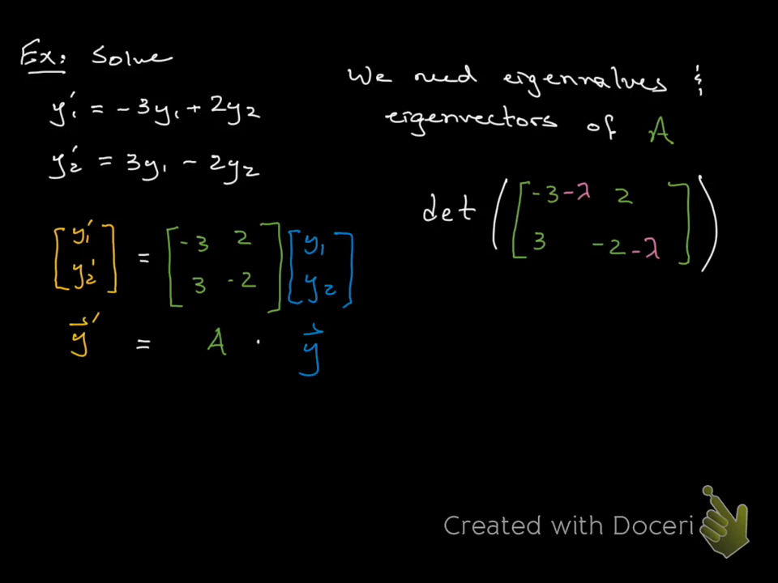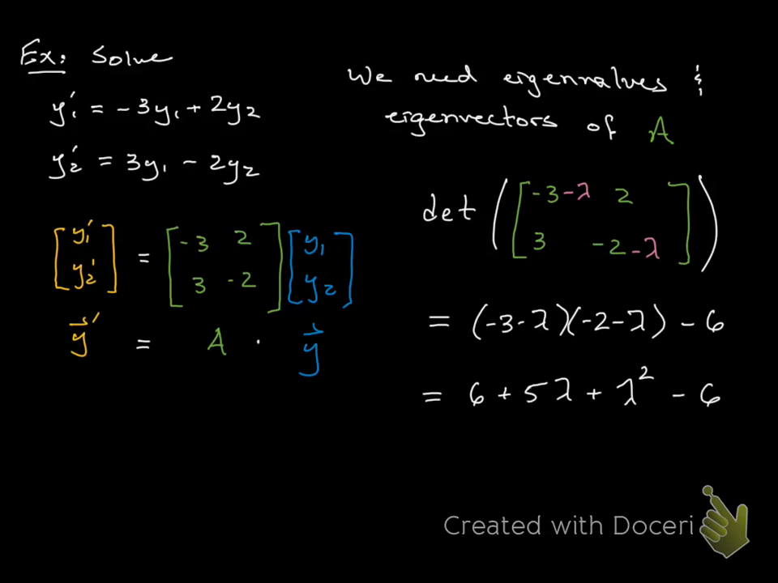This is a 2x2 determinant, so I can just find the product along the diagonal. That would be minus 3 minus lambda times minus 2 minus lambda, and then subtract the product of the off diagonal. That's 6. So when I distribute all this, minus 3 times minus 2 is a 6, and then the sum of the next two terms would be 5 lambda plus lambda squared minus 6.